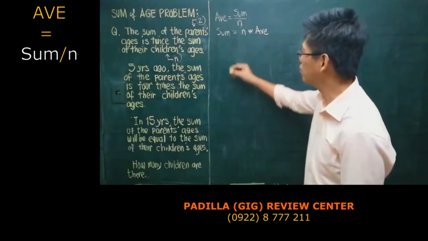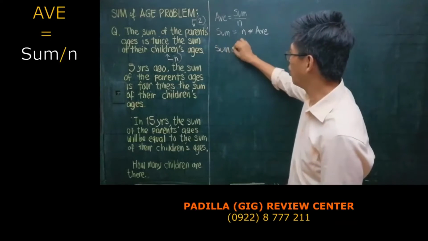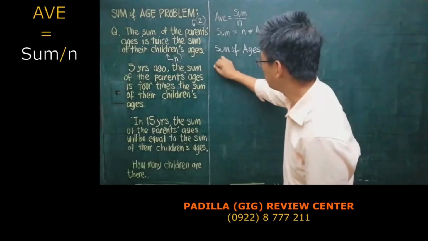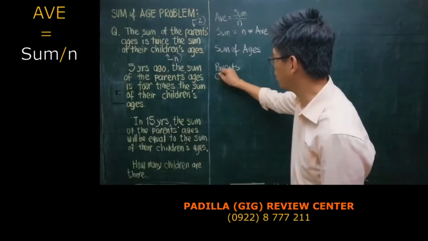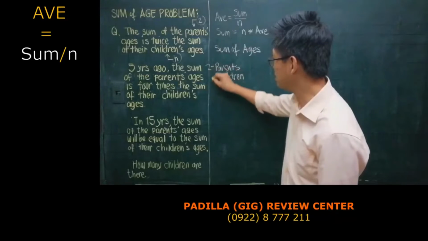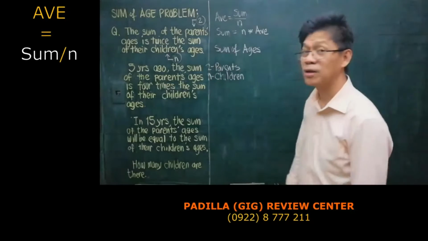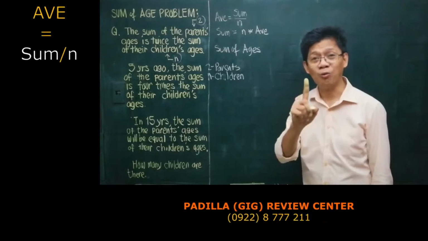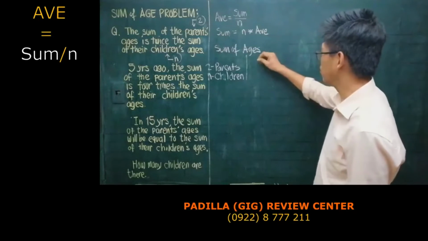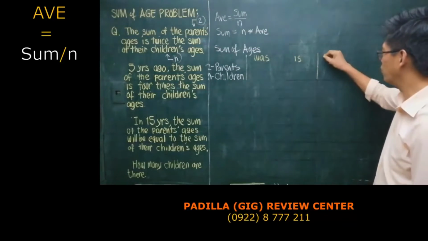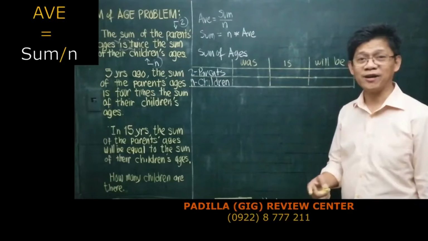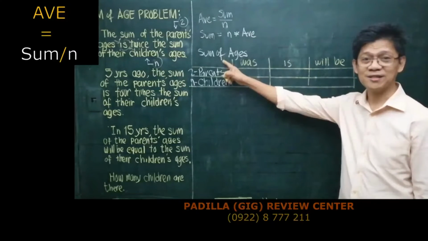Now, let me tabulate here the sum of ages: the sum of ages of parents and the sum of ages of their children. So let me specify here, two parents and children. One mother, one father, two persons. Let us divide this into three columns: was, is, and will be. We are talking here of the sum of ages.